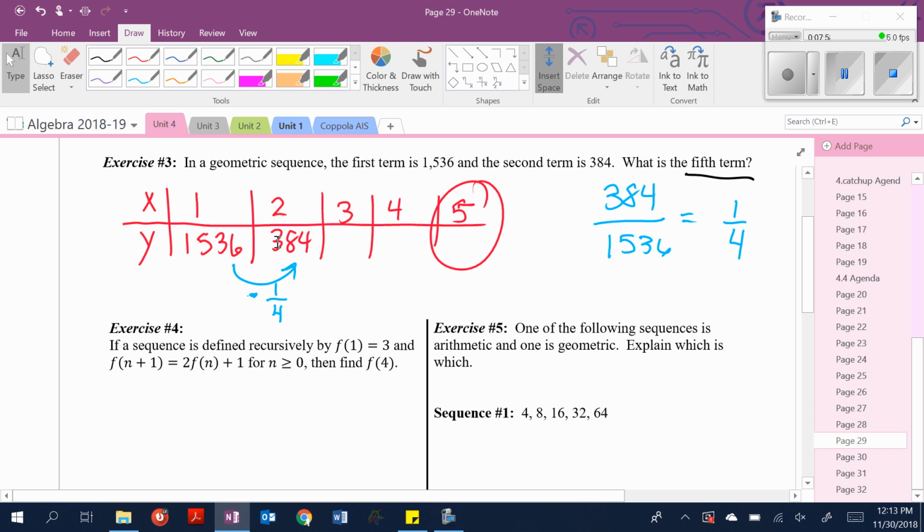So if I just take that 384 and continue to multiply by the 1/4, or some of you might say, can I write it as 0.25? And the answer is sure, why not? What are you going to get? Well, 384 times 0.25 is 96. And then 96 times 0.25 gives us 24. And that 24 times the 1/4, or 0.25, will give us 6. We're just multiplying by 1/4 every single time. So the 5th term is 6.